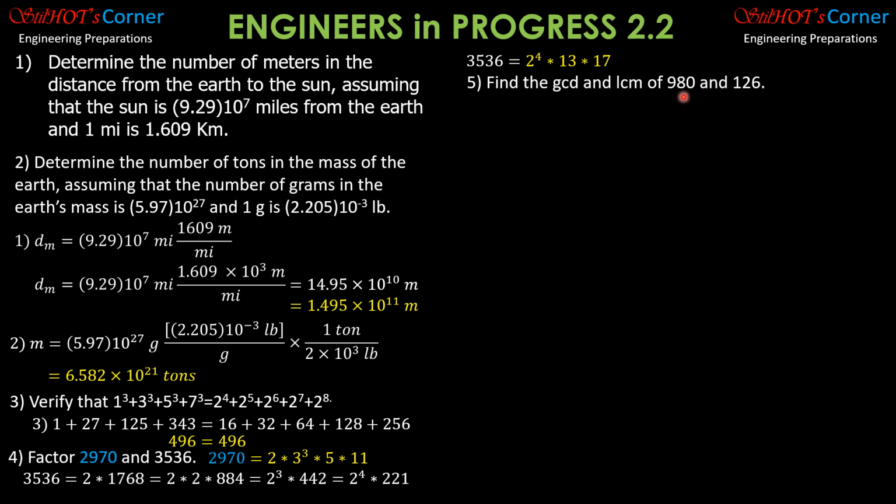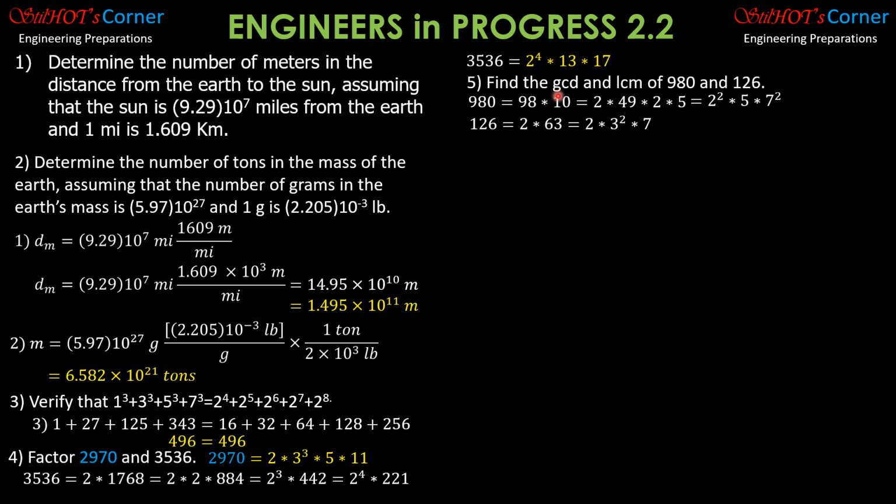So we factor completely 980. 980 is 98 times 10, and 98 is 2 times 49, and 10 is of course 2 times 5. 49 is 7 squared. Therefore, the complete factored form of 980 is 2 squared times 5 times 7 squared. While 126 is 2 times 63, and 63 is 7 times 9, and 9 is 3 squared. So the complete factored form of 126 is 2 times 3 squared times 7.